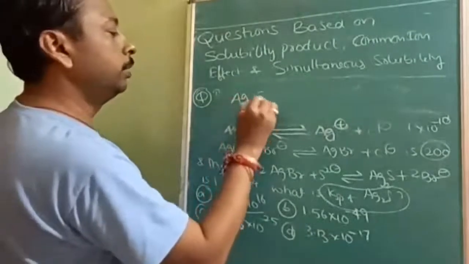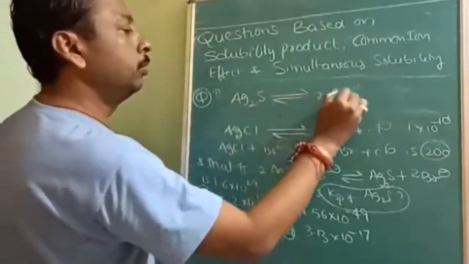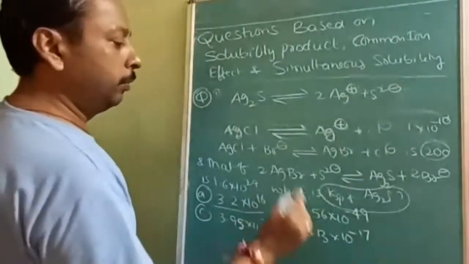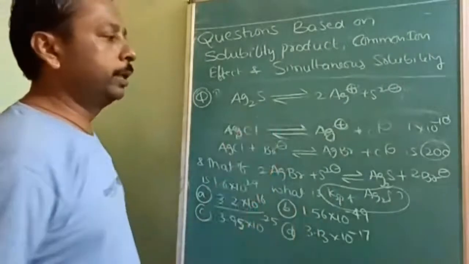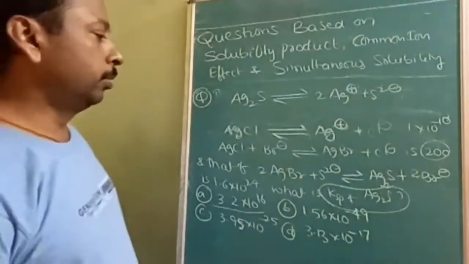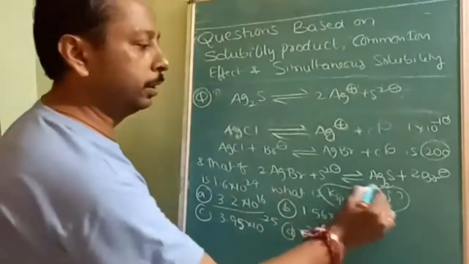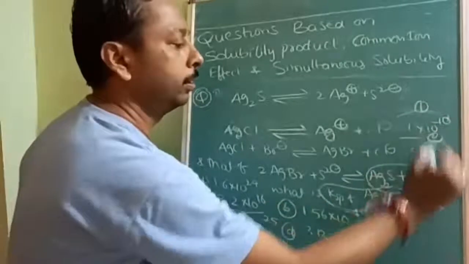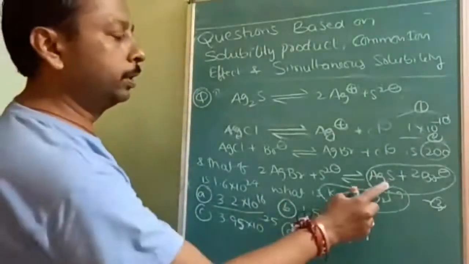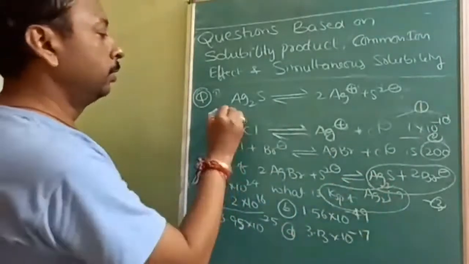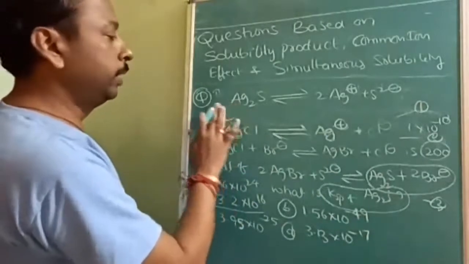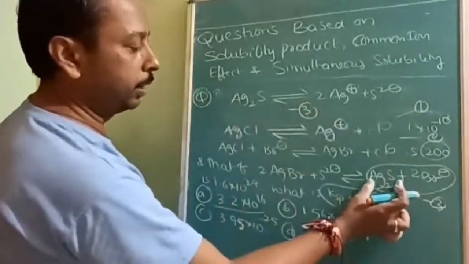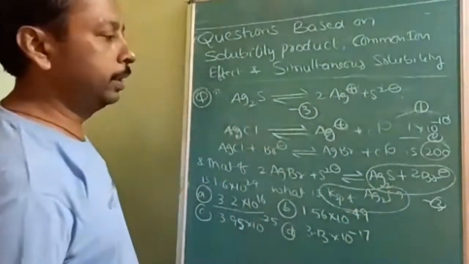Ag2S reversible 2Ag plus S2 minus. This value we want. Now you have to manipulate the equations so that we can get this value. Arrange them in such an order. See here, this is equation 3. Let us take equation 1, equation 2, equation 3. We want this on the left hand side, so equation 3 will be minus. Why minus 3, is it understood? Because it is on the right side and we want it on the left side.